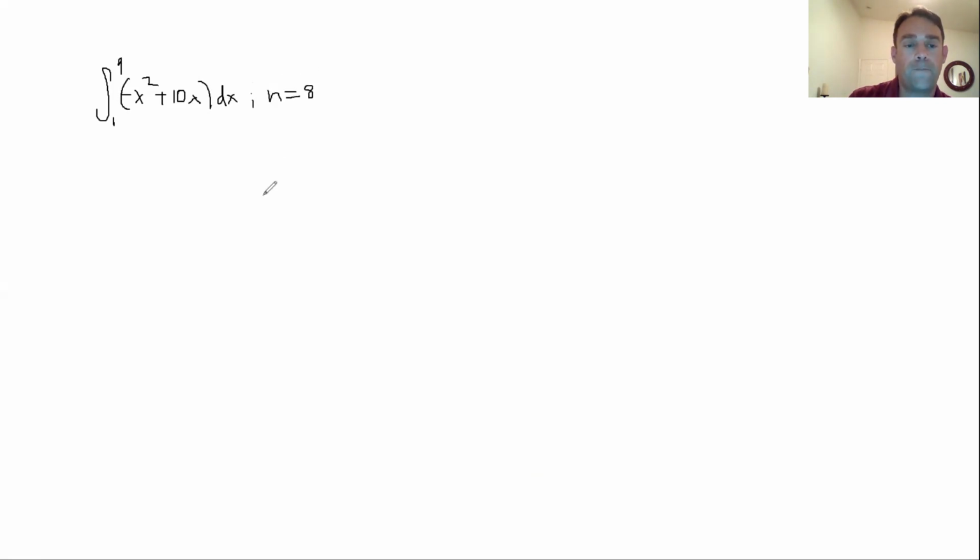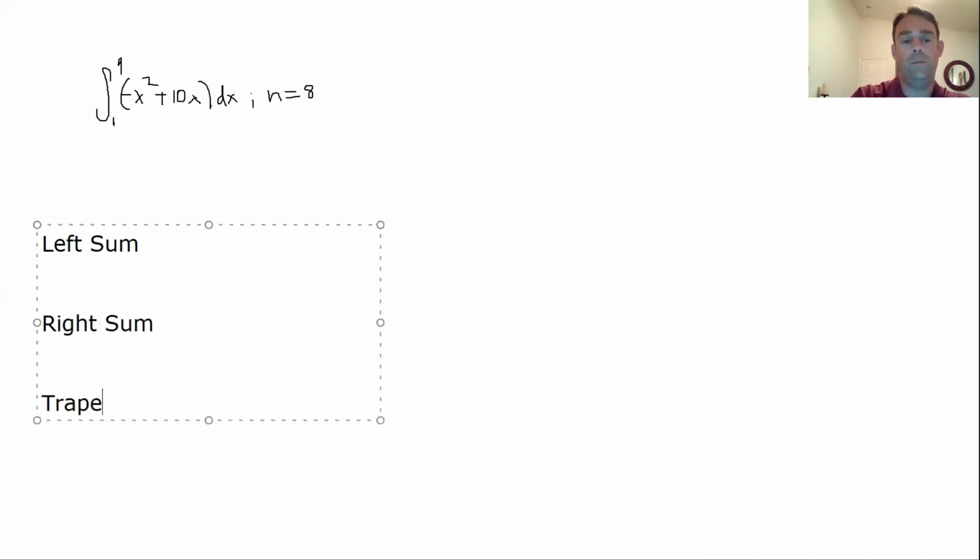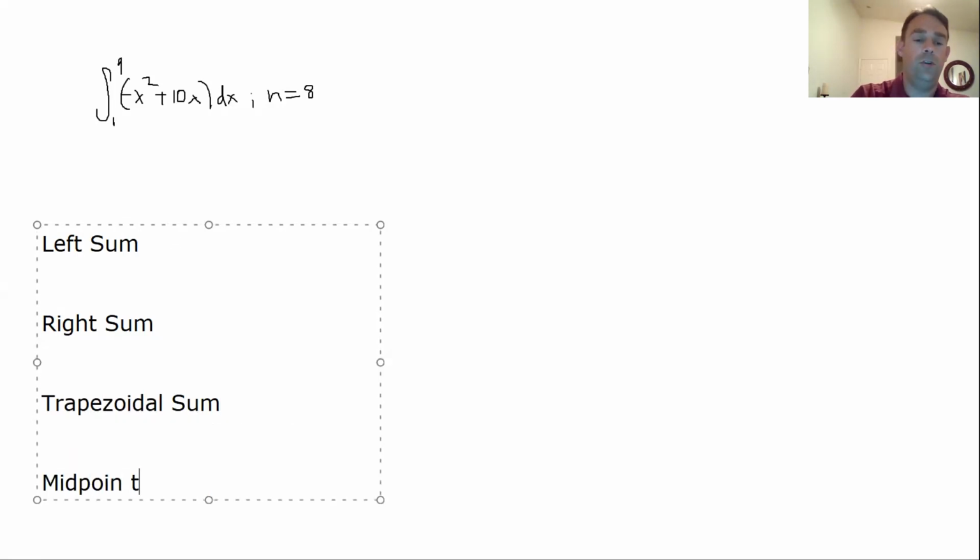The first thing we have to do is figure out how we're going to count. Let me backtrack 1 second here. We're going to figure out the left sum, the right sum, trapezoidal sum, and the midpoint sum. So knowing that I'm going to eventually use a midpoint sum, I need to go ahead and make this normed width.